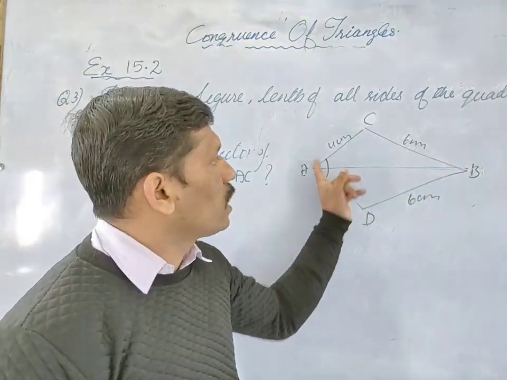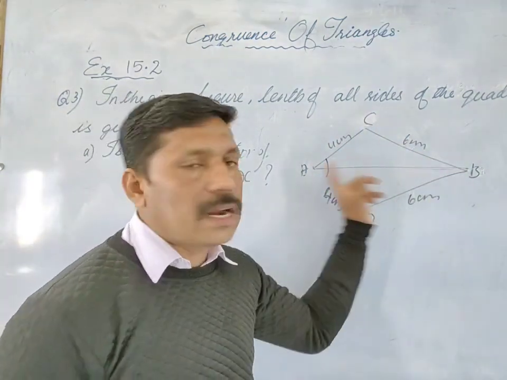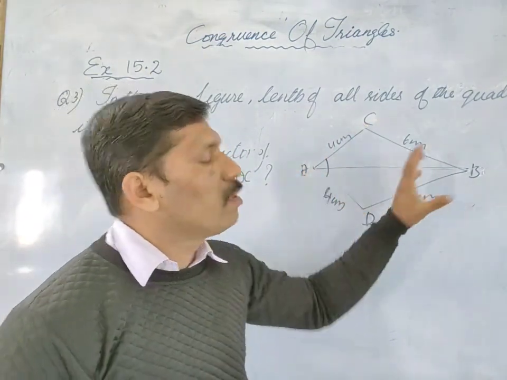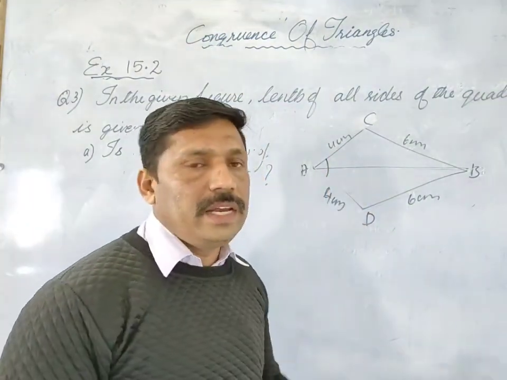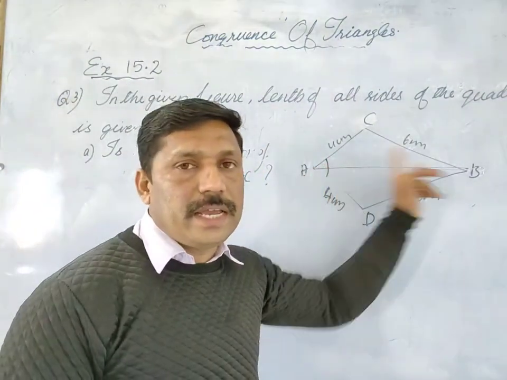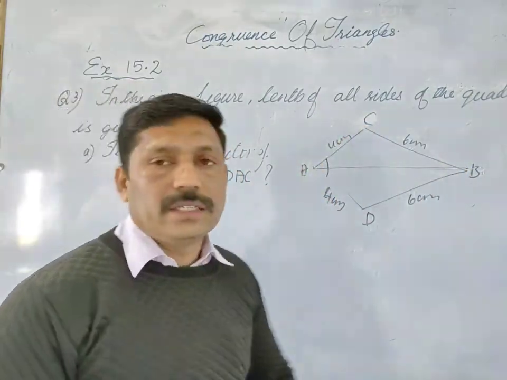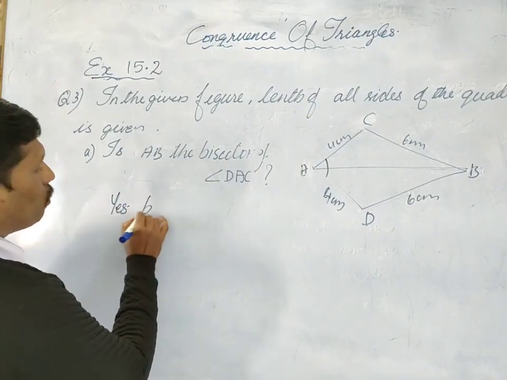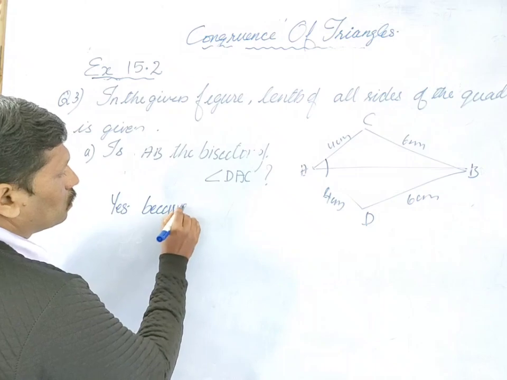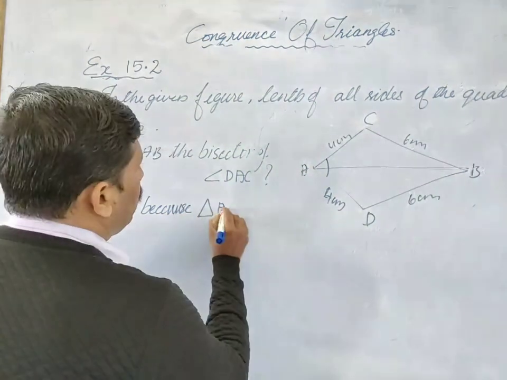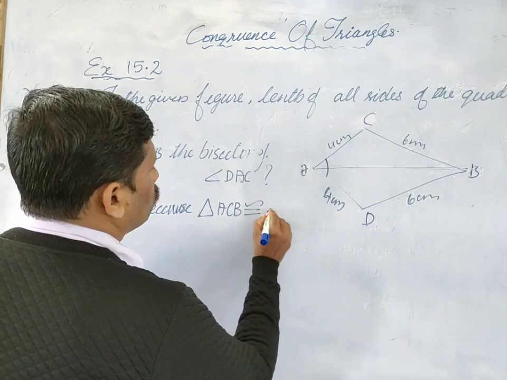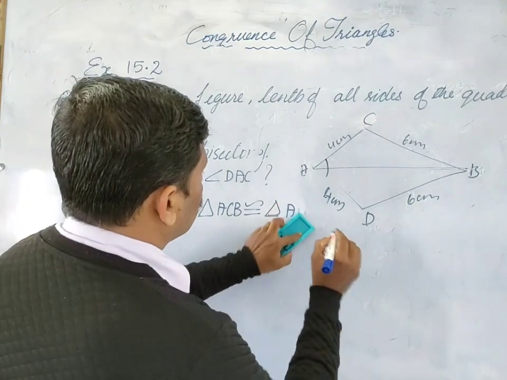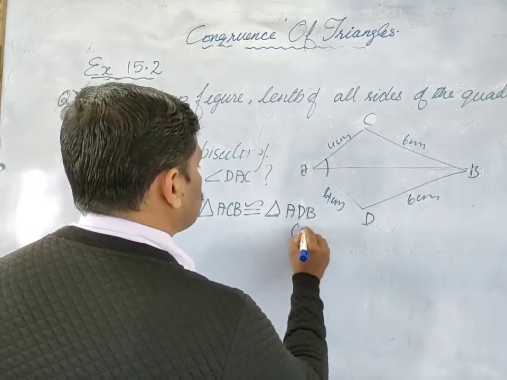As triangle ACB and triangle ADB are congruent, we can say that angle CAB and angle DAB are congruent. They both are equal. And if both are equal, then we can say that this line AB is the bisector of angle DAC. So here we write: yes, because triangle ACB is congruent to triangle ADB by the SSS condition.